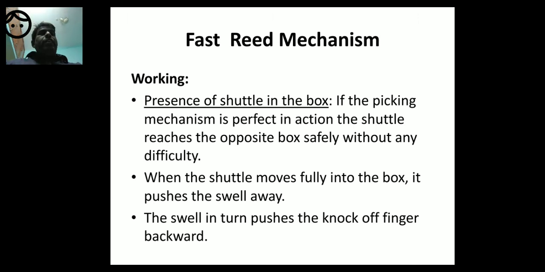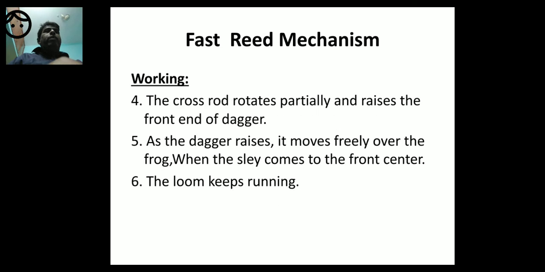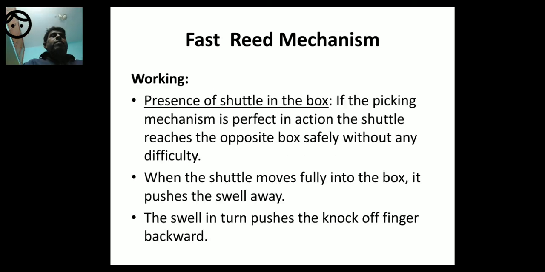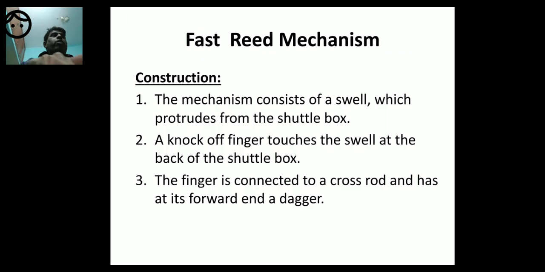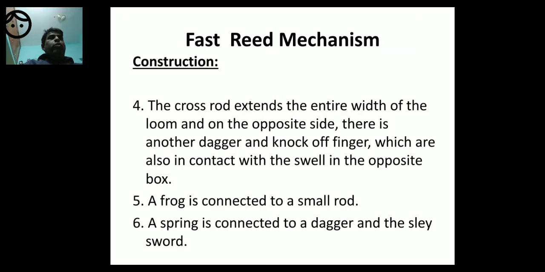The swell in turn pushes the knockoff finger backward. The cross rod rotates partially and raises the front end of the dagger. If you observe this, the cross rod rotates partially, and G is the dagger. It is over the frog, like I have shown you in the video, like you have observed in the video.